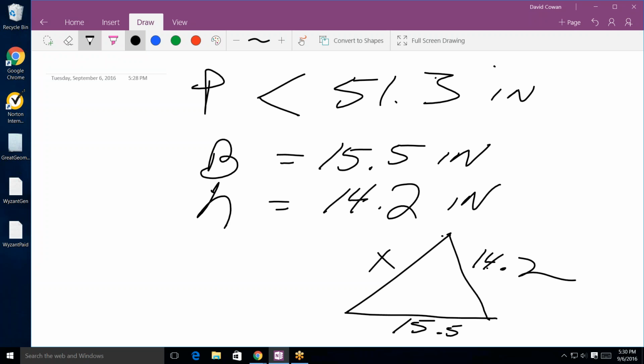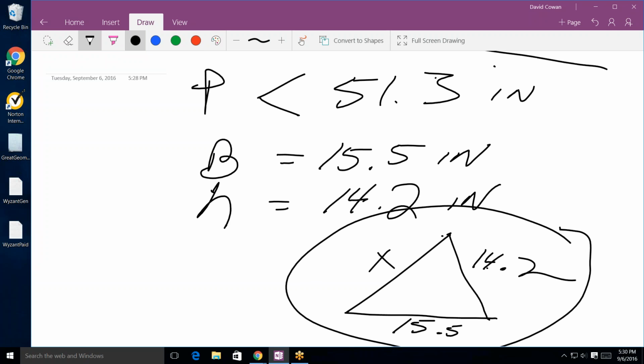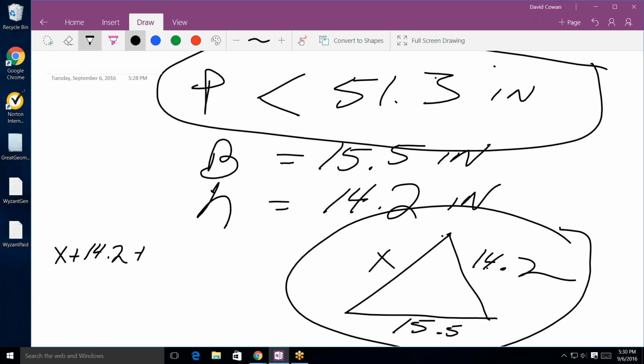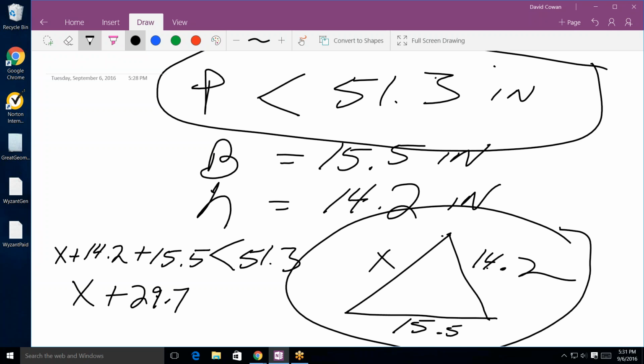Give me an inequality that applies to this model, to that picture. Let's add up the three sides of the triangle. That has to be less than 51.3, correct? So x plus 14.2 plus 15.5 has to be less than 51.3, which is the perimeter. Now we can solve that easily: x plus 29.7 is less than 51.3, which means x is less than 21.6, if my math is correct.